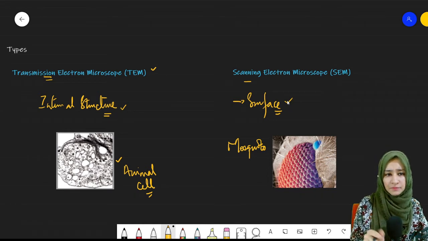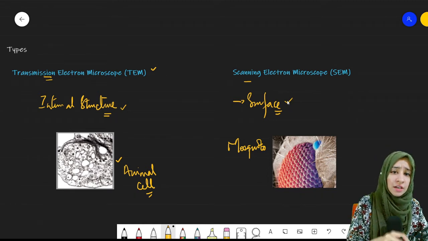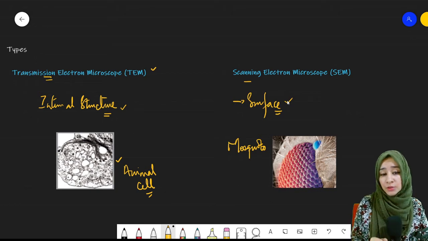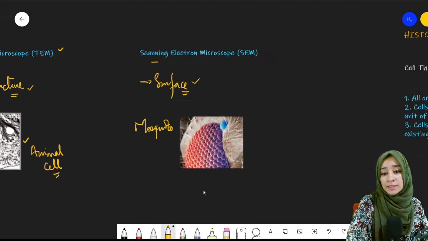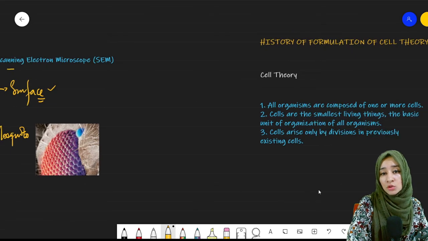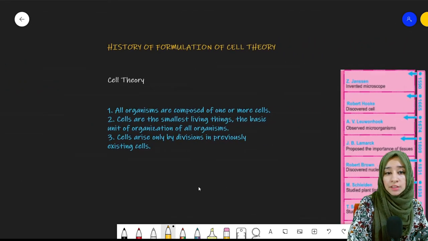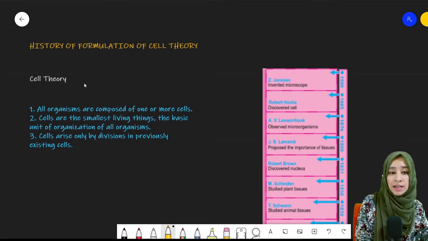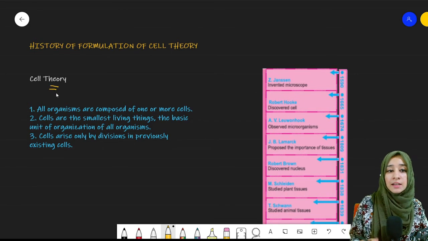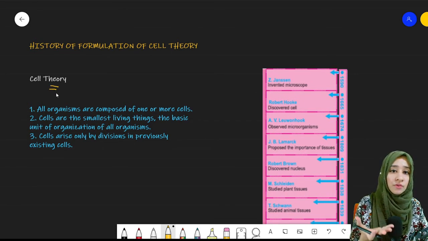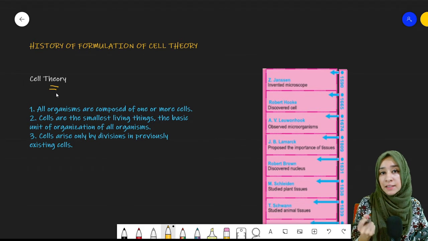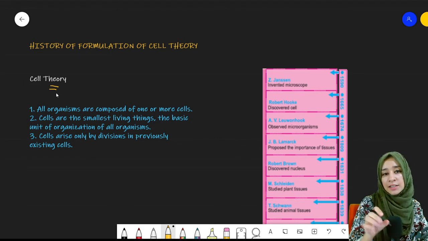So this was all about the electron microscope and the light microscope. Now we will discuss how this led to the formation of a theory known as cell theory, which made up the basis of the structure of the cell and how the cell functions. But before going into this, we will first learn the history that led to this development.